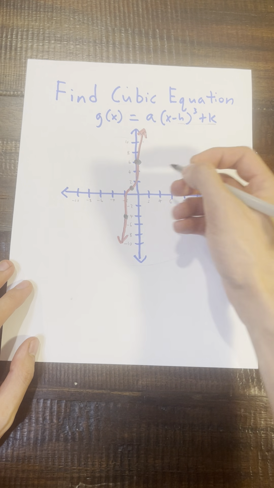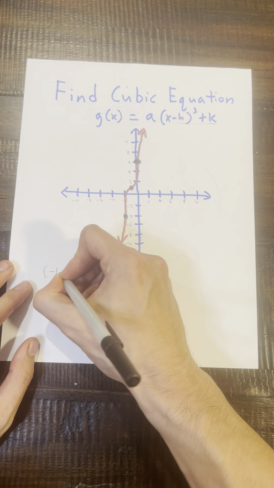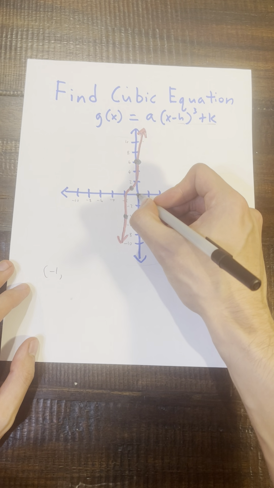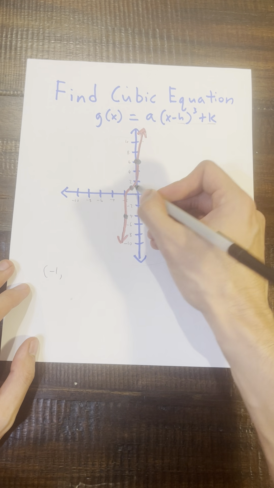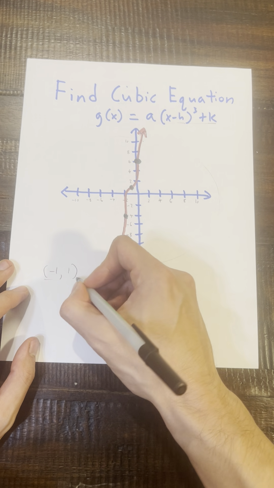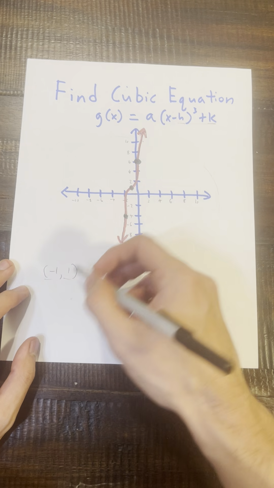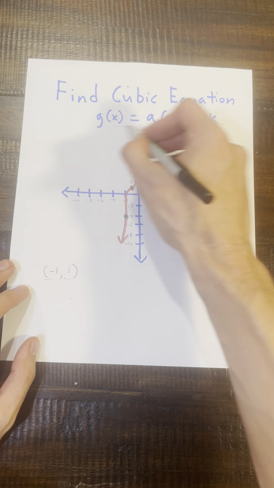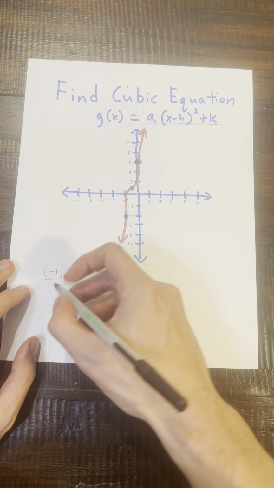So I have to go backwards 1. So I'm going to just say -1 for the x coordinate and up by 1 for the y coordinate. So the x coordinate is going to be your h and the y coordinate is going to be your k. So I'm just going to copy this equation but change h and k to these numbers.